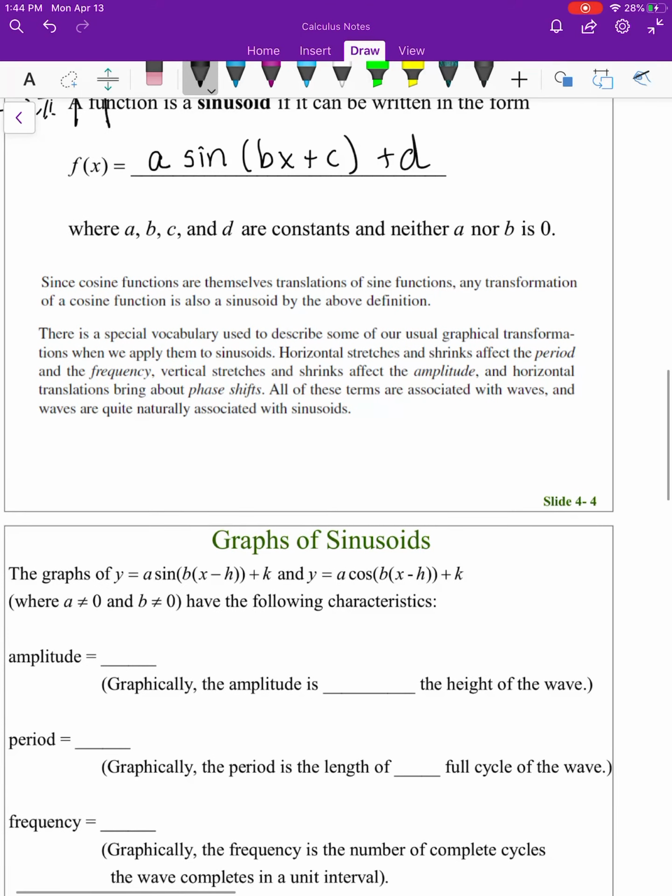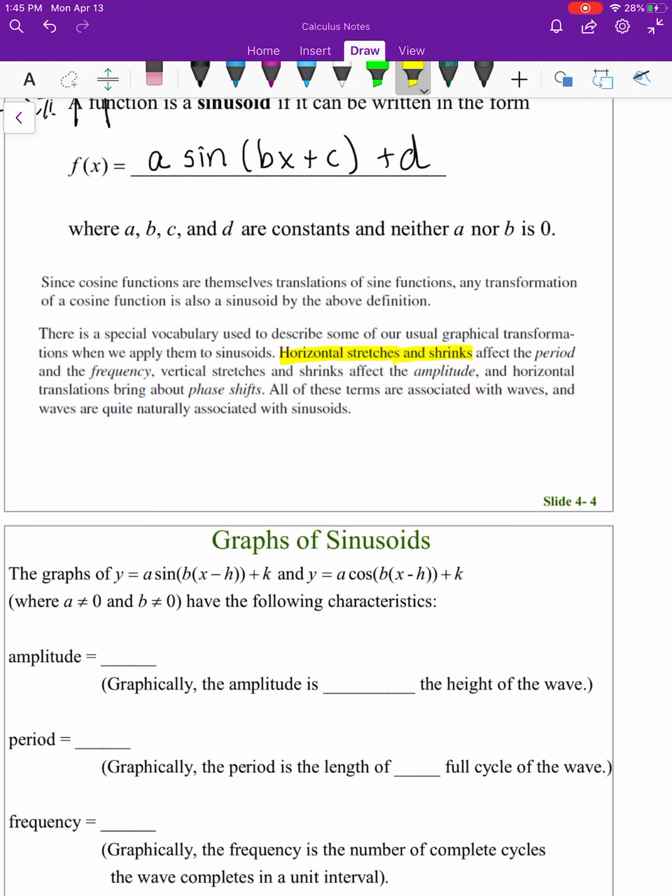There's a special vocabulary used to describe some of our usual graphical transformations when we apply them to sinusoids. Horizontal stretches and shrinks affect the period and the frequency. Vertical stretches and shrinks affect the amplitude, and horizontal translations bring about phase shifts. So all of these terms are associated with waves, and waves are quite naturally associated with sinusoids.